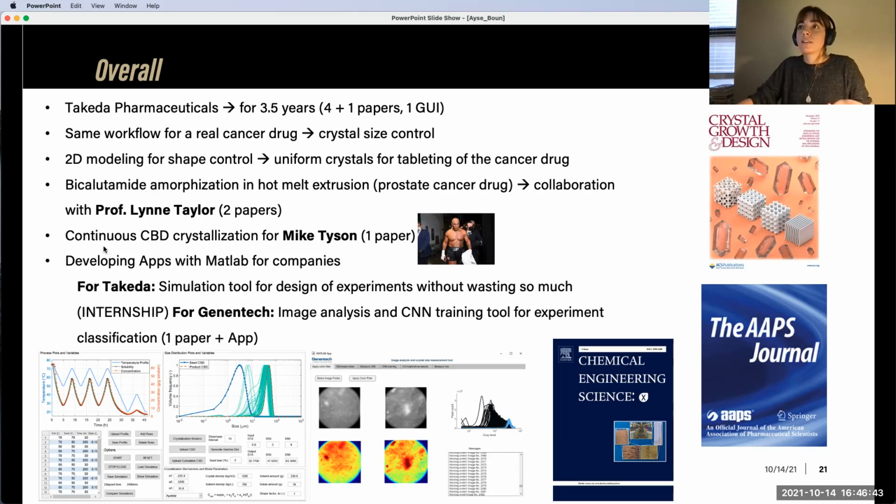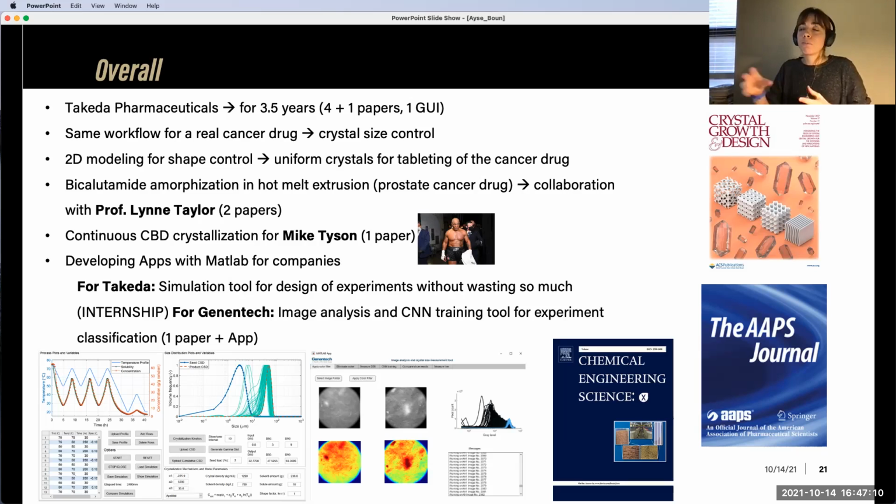I also did the continuous CBD crystallization for Mike Tyson. That was very fun. I haven't met him, but I have met his friends actually. This was very interesting to see in the US. So we set that system up and did everything, like we're talking about engineering, doing continuous crystallization and everything. And these people came and they said, oh, don't talk to me with fancy terms. Don't talk to me in engineering terms. Just tell me, can you purify it or not?